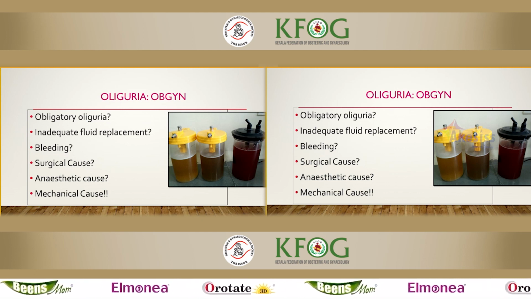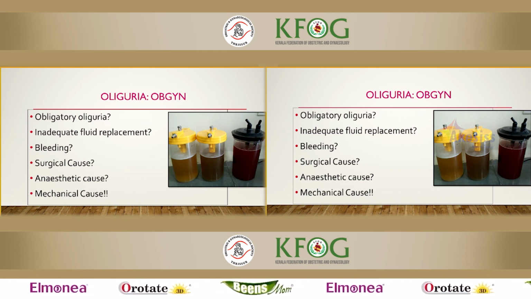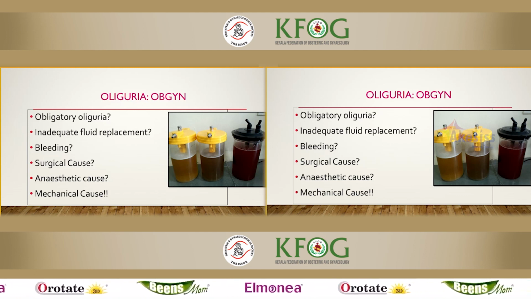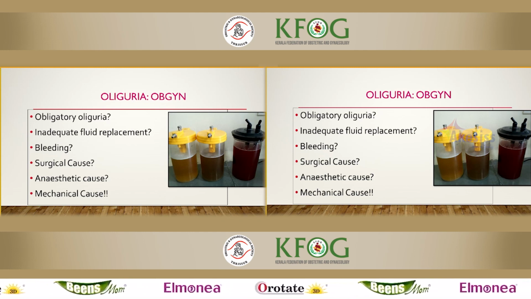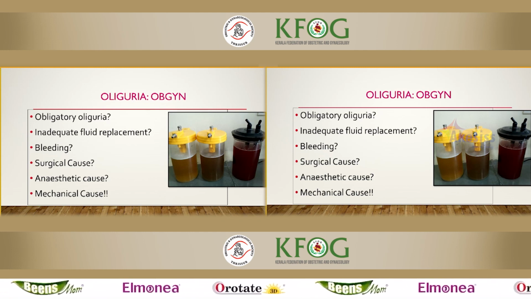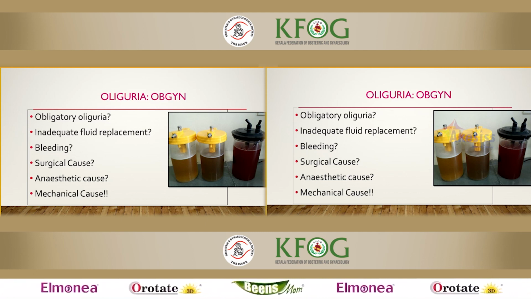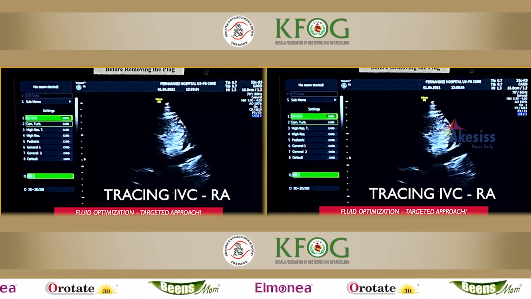And of course, whenever you have oliguria in the patient, always look for bleeding, or a surgical cause like injury to the bladder, or especially if you have done a peripartum hysterectomy, the ureters may have been involved. So keep those things also in your mind. Or sometimes it is simple, a mechanical cause, kinking of a Foley catheter or a clot in the Foley catheter. So put a scan with a suprapubic probe, and you can look at the bladder and evaluate.